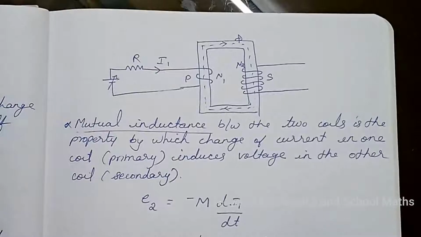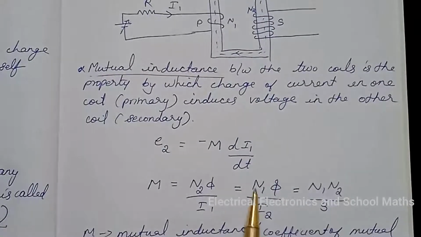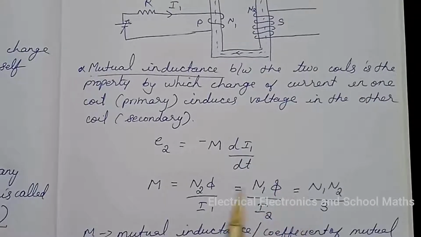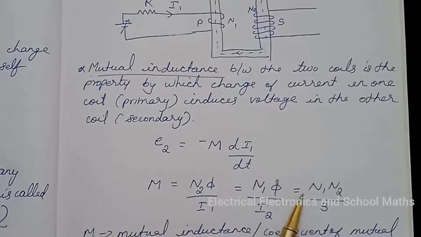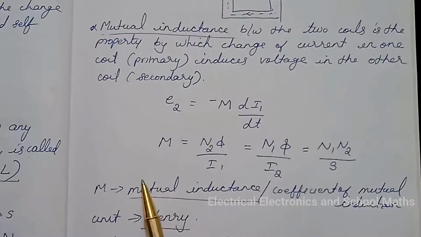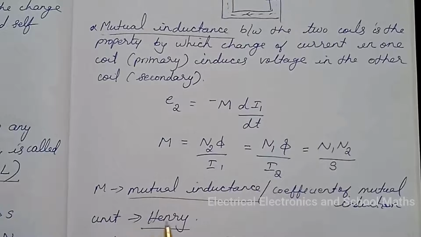So in that case, we can write N1 phi divided by I2. And also there is another expression for mutual inductance, that is N1 N2 divided by S, where S is the reluctance. M is called mutual inductance or coefficient of mutual induction, and the unit is Henry.